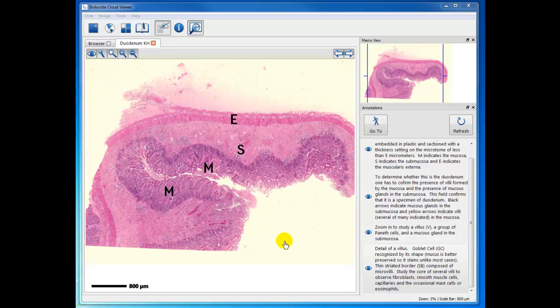So this is a good specimen to see some of the detailed morphology and nuclear shape in the specimen of a duodenum.